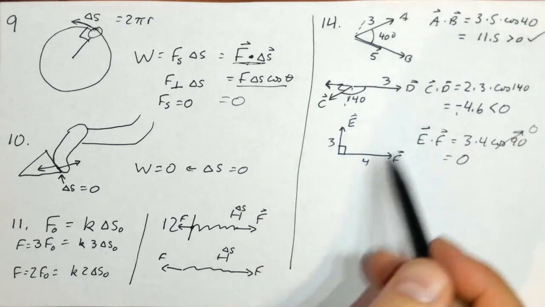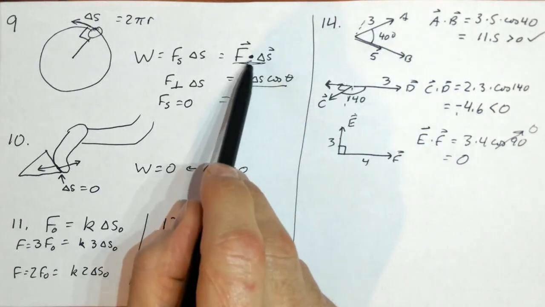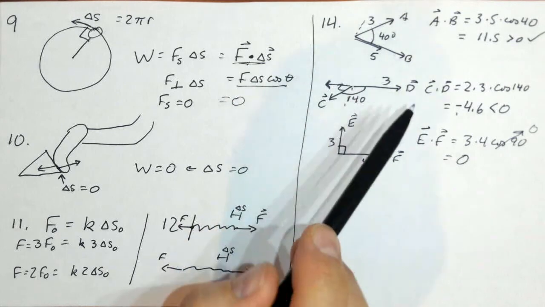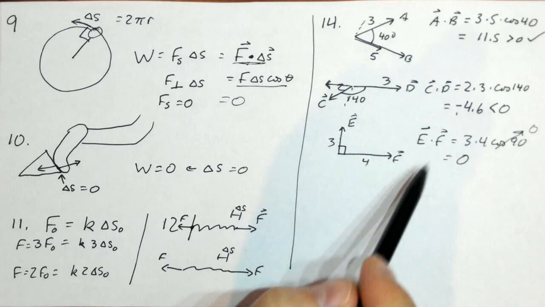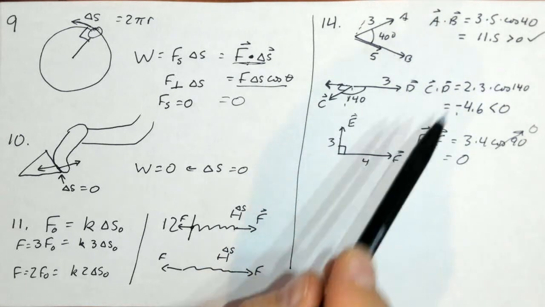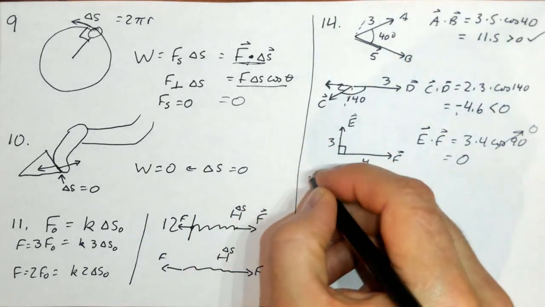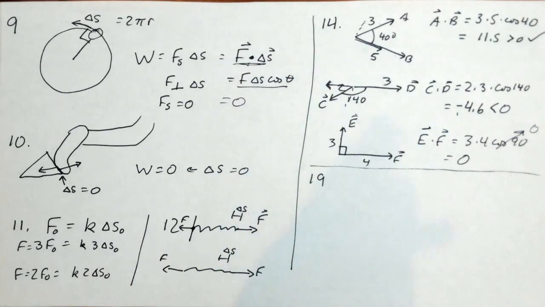Okay, so all of these are just generic math practice, but we can see how we could apply it to forces. This could have been a force and a displacement. Same with these two examples. And we would have expected certain values of work done, a positive, a negative, or 0 work done. Okay, now we're moving on to number 19. Go ahead and think about that one.